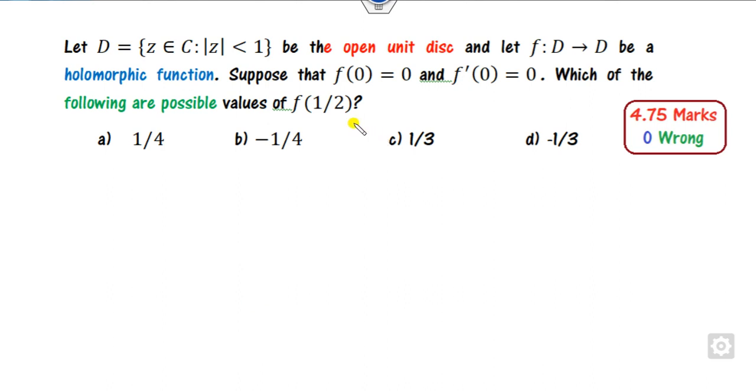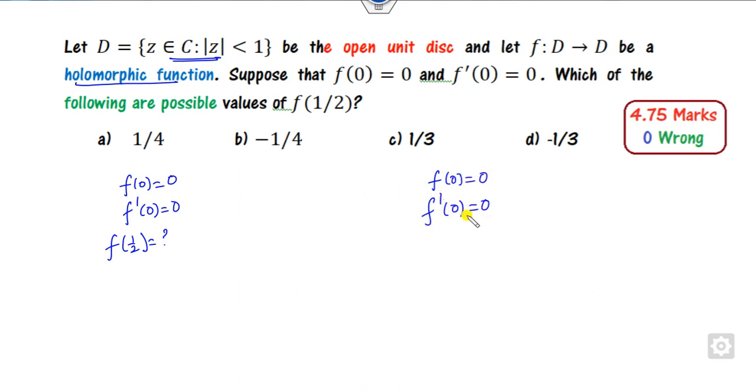Look at another one. So what is given to you? Again, it's a holomorphic function. So this is differentiable over this domain, and there is no pole. What is given to you? F of 0 is 0, f dash of 0 is again 0, and your target is to find the f of this value. Look at the point, it is a constant, same value. What about the second derivative? It is not given. It may be 0, it may not be 0.